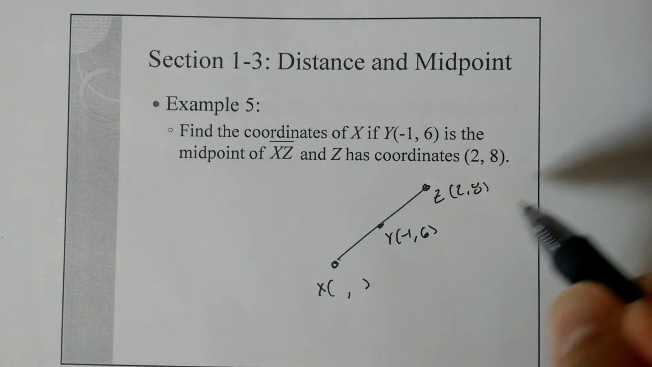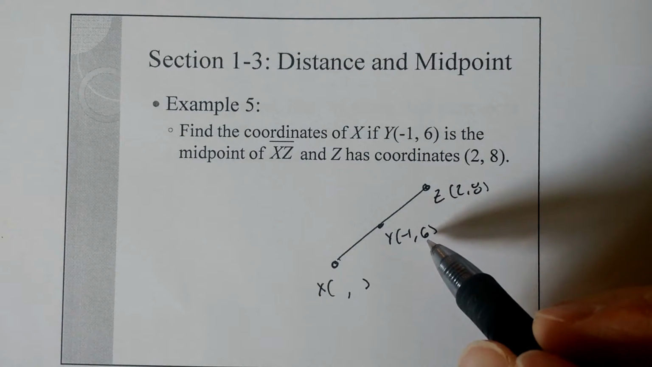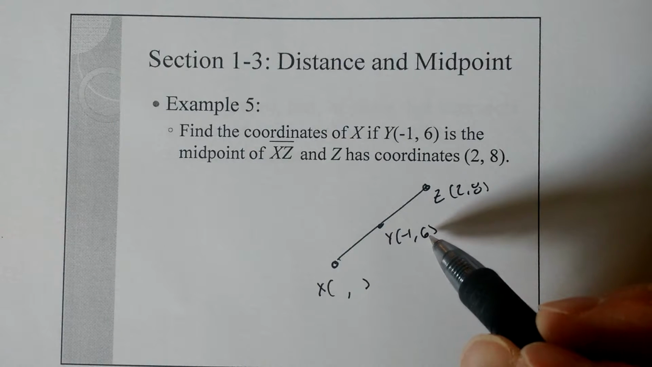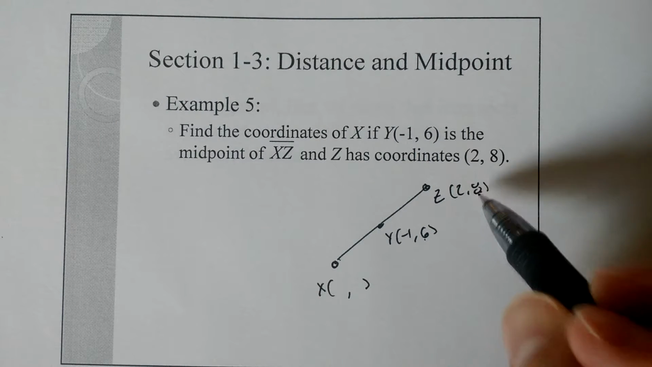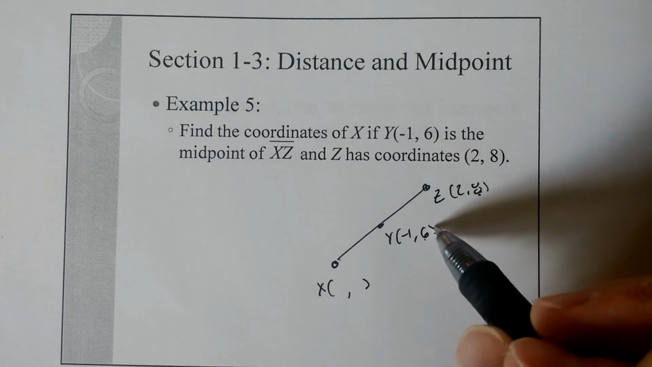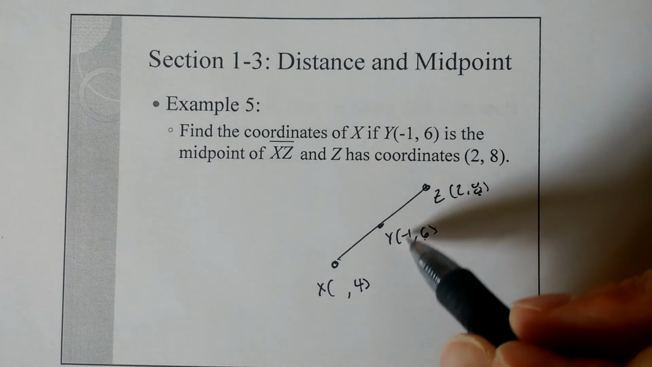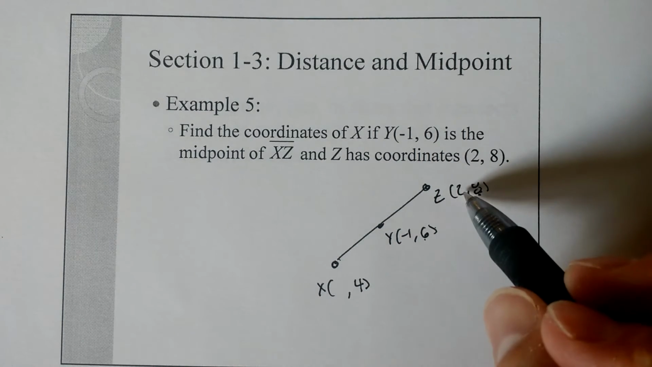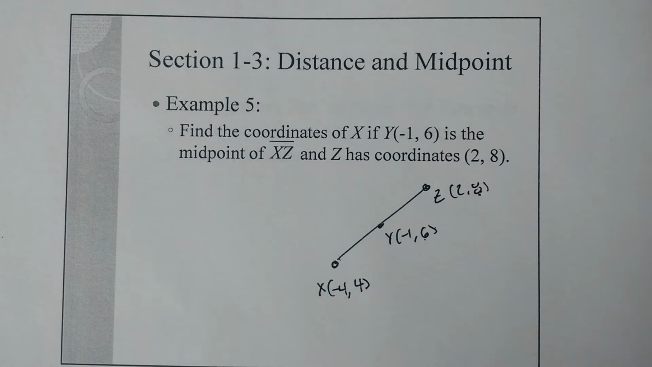Now the easiest way to solve this is actually to look at the pattern. So if you look from Y to Z, on the y values you're going from 6 to 8. So you went up by 2, which means that if you're going backwards to X, you do the opposite. If I went up by 2, I have to go down by 2. So this makes this 4. Same thing for the x's. This went up by 3, negative 1 to 2. So to go backwards, I have to subtract 3, which gives me negative 4.